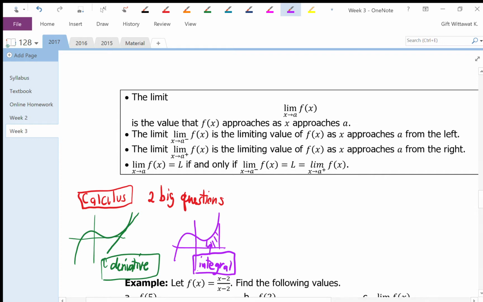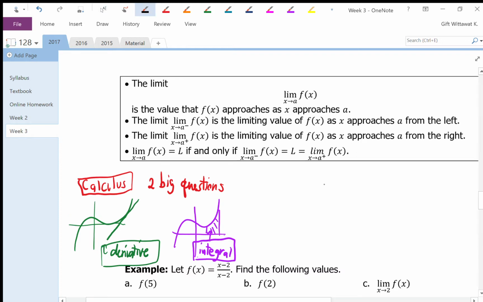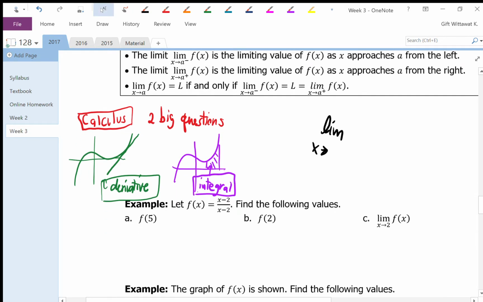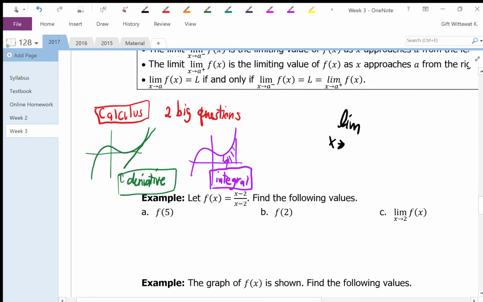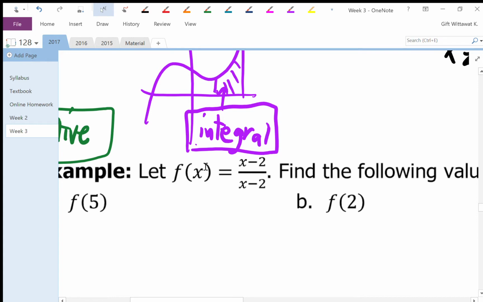Now, to actually answer these two questions, there is one fundamental concept that we have to learn, and that concept is called the limit. To understand the limit, let me talk about the example we have down here. Let's say my function is f of x equals (x minus 2) over (x minus 2). You might be wondering, wait a minute, don't they just cancel out and equal 1?